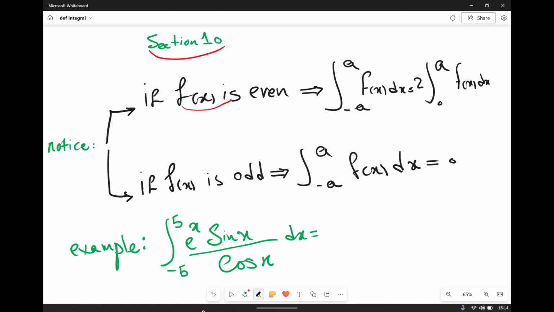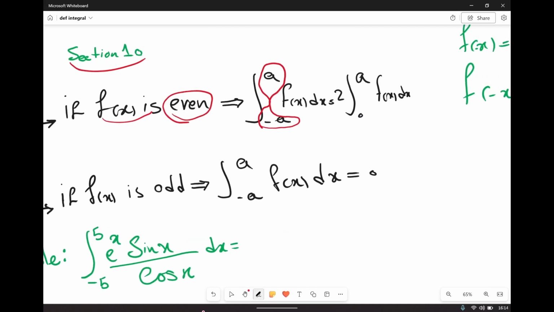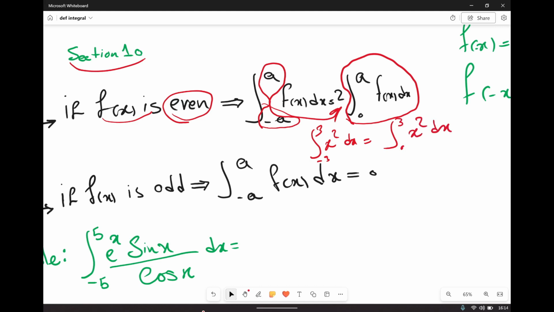Let's dive into this killer notice. If your function is even and your interval is symmetric, instead of calculating this integration, you can reduce it to this part. I'm going to explain it better. For example, if you're going to calculate the integral of x squared between minus 3 and 3 dx, it's better to calculate the integral from 0 to 3 of x squared dx, and after that multiply by 2. Why? Because this interval is symmetric and your function also is even.